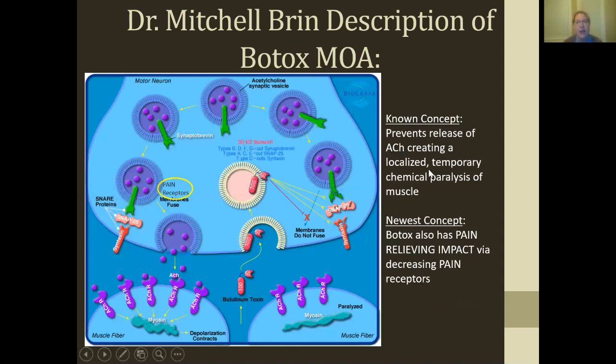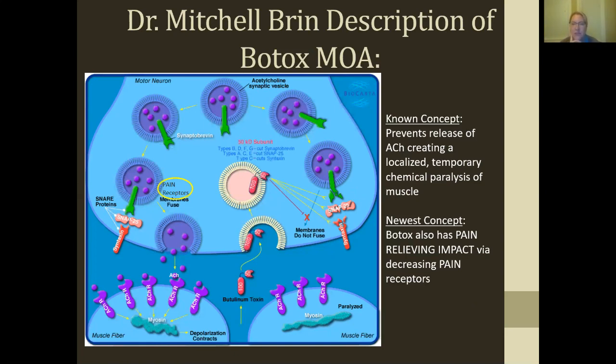And this is actually a slide from Dr. Brin from that talk. And he was describing some of the mechanisms of action of Botox. So one of the main mechanisms that we all know about is that the Botox prevents release of acetylcholine. So in that way, it actually is creating a temporary chemical partial paralysis of the muscles. It basically blocks release of acetylcholine, which is how nerves tell muscles to fire. So by partially blocking some of that release of acetylcholine, we are chemically weakening the muscles.